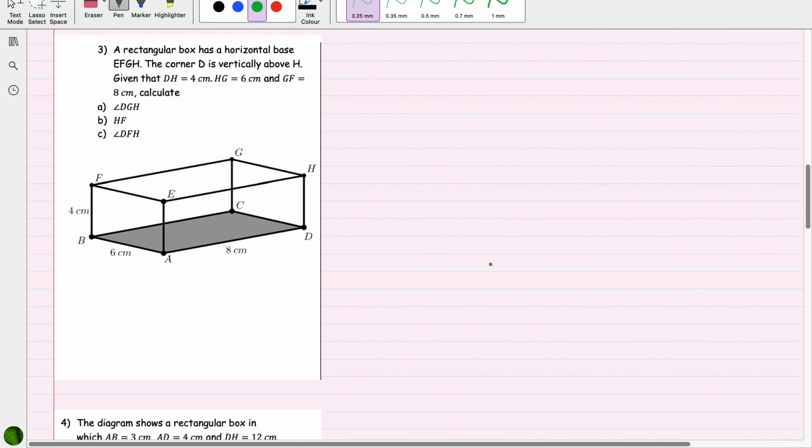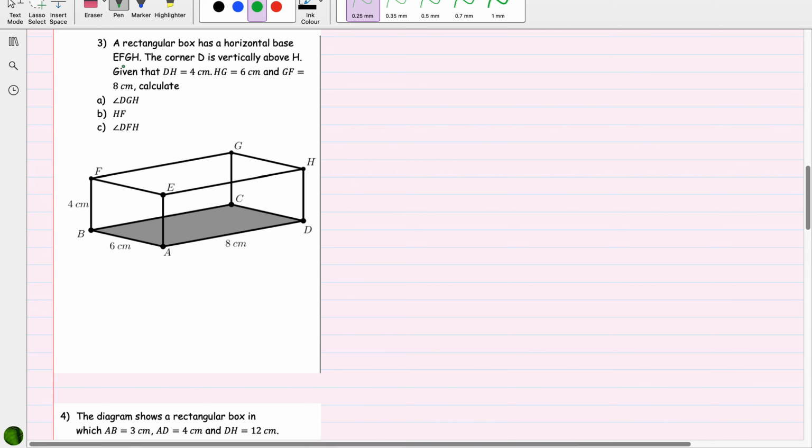Coming on to question number 3. A rectangular box has a horizontal base EFGH, and the corner D is vertically above H. Given that DH is 4, and HG is 6, and GF is 8.